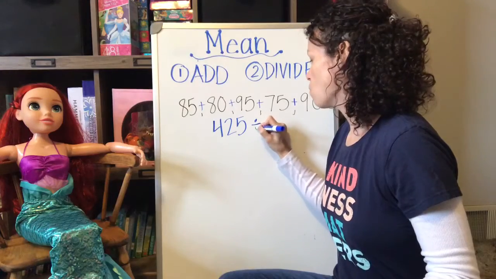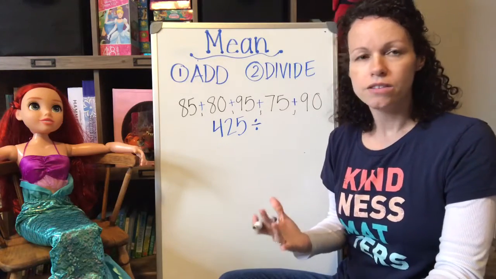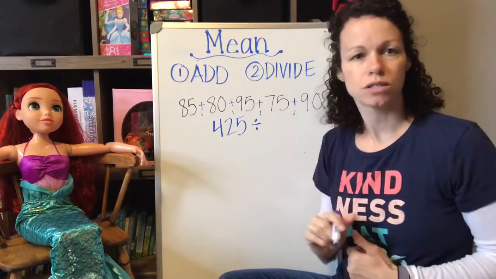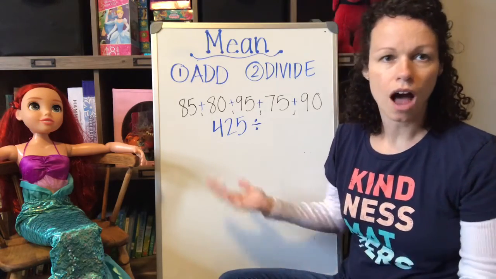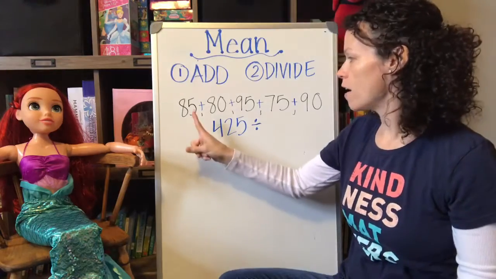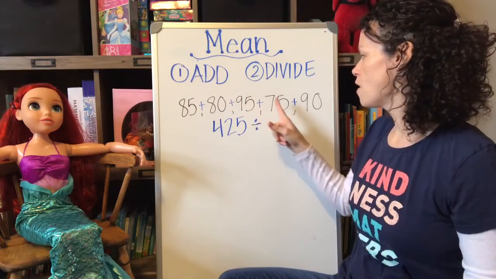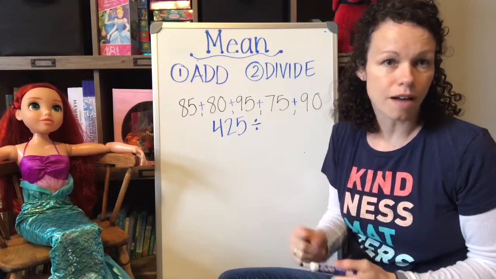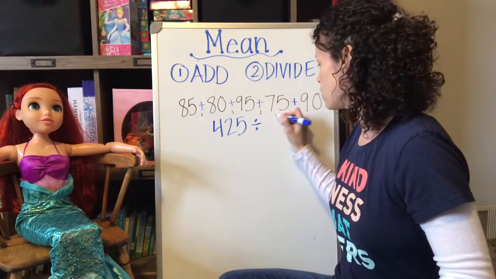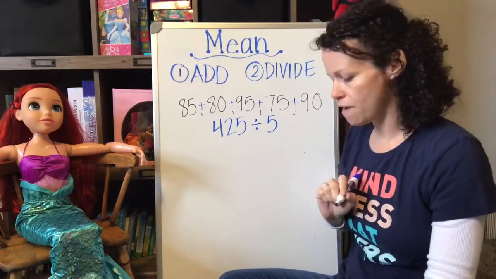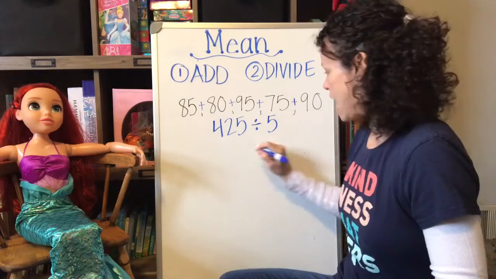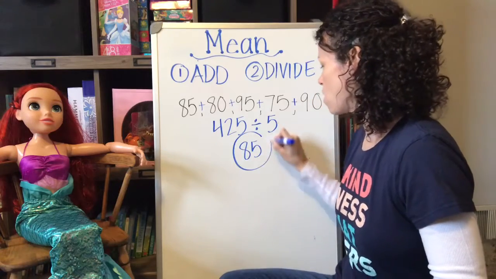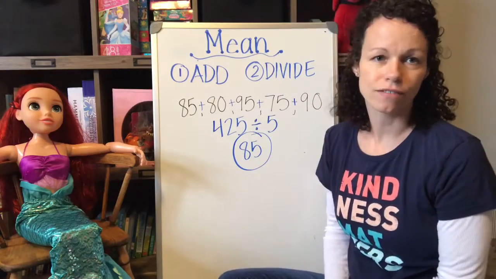Now to figure out what to divide by, you have to count up how many numbers were in your set of data. So for this example, I was talking about test scores. So I'm going to count how many test scores I have. So I have 1, 2, 3, 4, 5 test scores. So therefore, I'm going to divide by 5. So 425 divided by 5 gives me 85. So my average score on these tests is an 85.